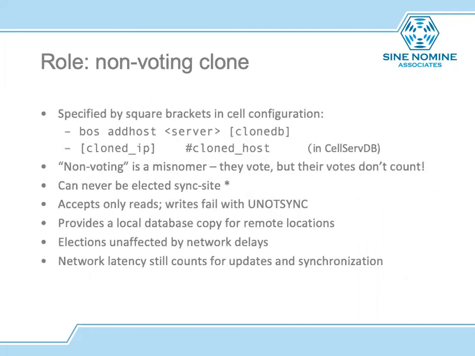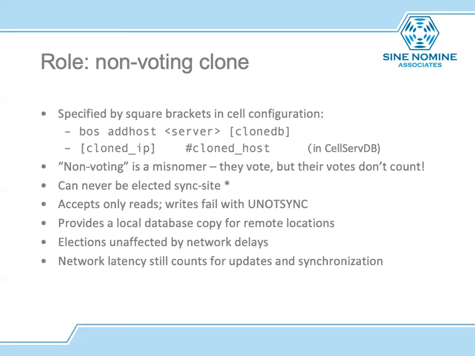The last role is non-voting clone. Again, these are a little bit obscure, but this is how, if you wanted to have a non-voting clone, you would do it. You'd issue a bos addhost command, and when you specify the name of the new database server that you're adding, you enclose it in square brackets. That tells the system that this is a clone that is not going to participate in elections. And I'll give some more details about that in a second.